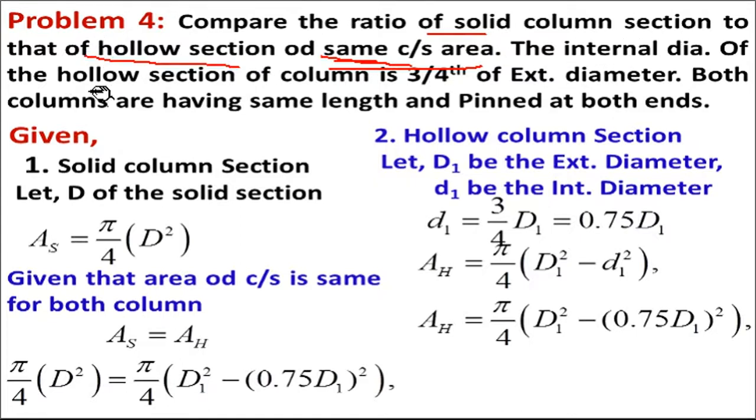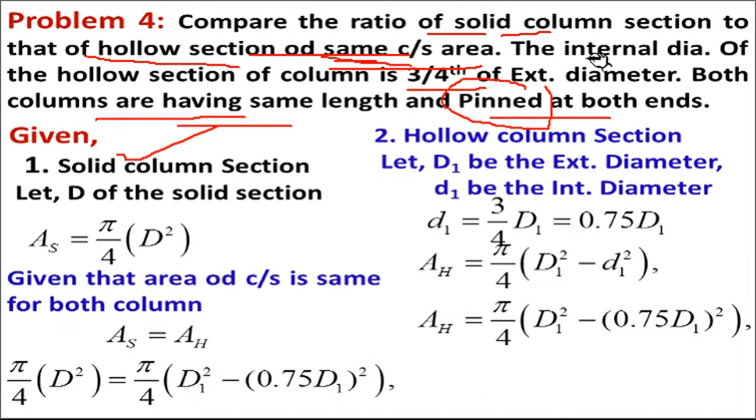The internal diameter of the hollow section of the column is 3/4 of the external diameter. Both columns have the same length and are pinned at both the ends. Pinned means what? Hinged at both the ends. This is the end condition given. Both have the same length and the same cross sectional area, which means that part you have to equate. That's why these sentences are mentioned. So there are two types of column. One is the solid column, which I have shown here, and another is the hollow column. That hollow column will be here.